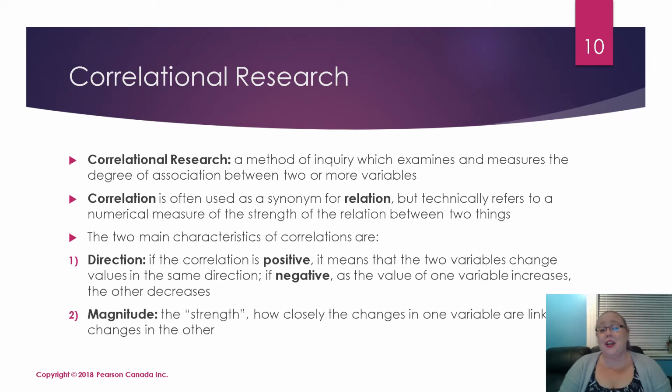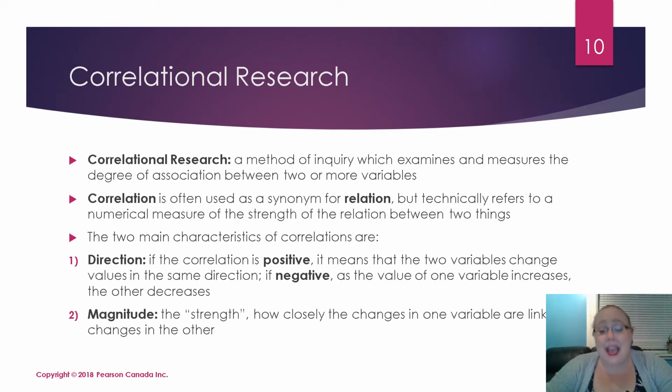So the two main characteristics of correlations are the direction. If a correlation is positive, it means that as one variable increases, the other variable increases, or as one variable decreases, the other one decreases. So in both cases, you're going to get a line that tilts upward, because no matter if they're both going down or both going up, you're still going to have that positive slope to your graph if you mapped your variables.